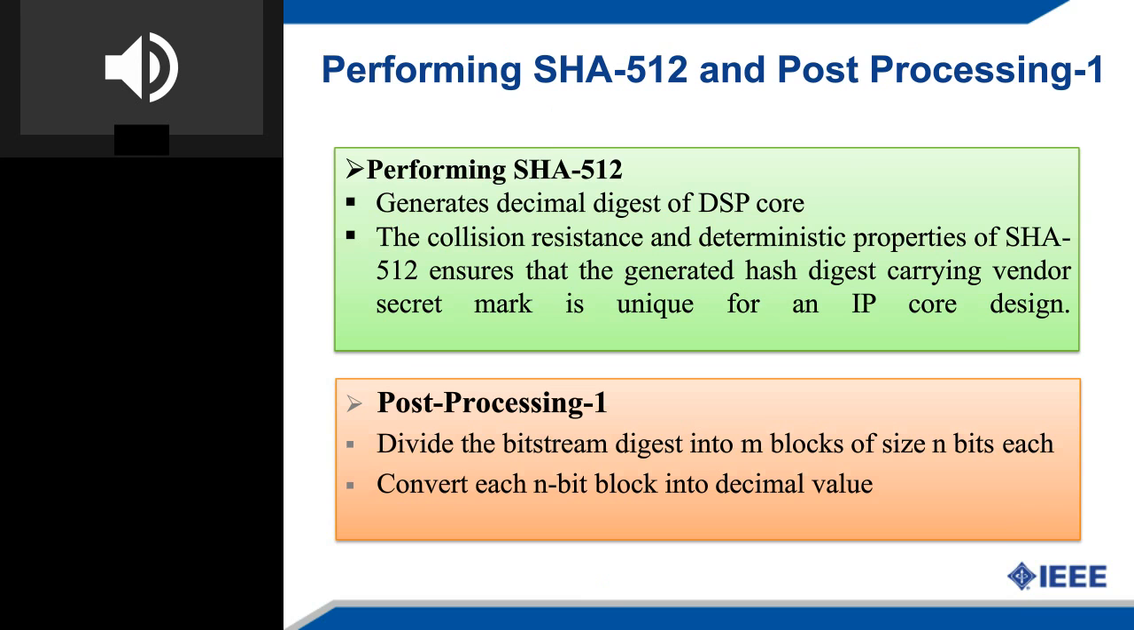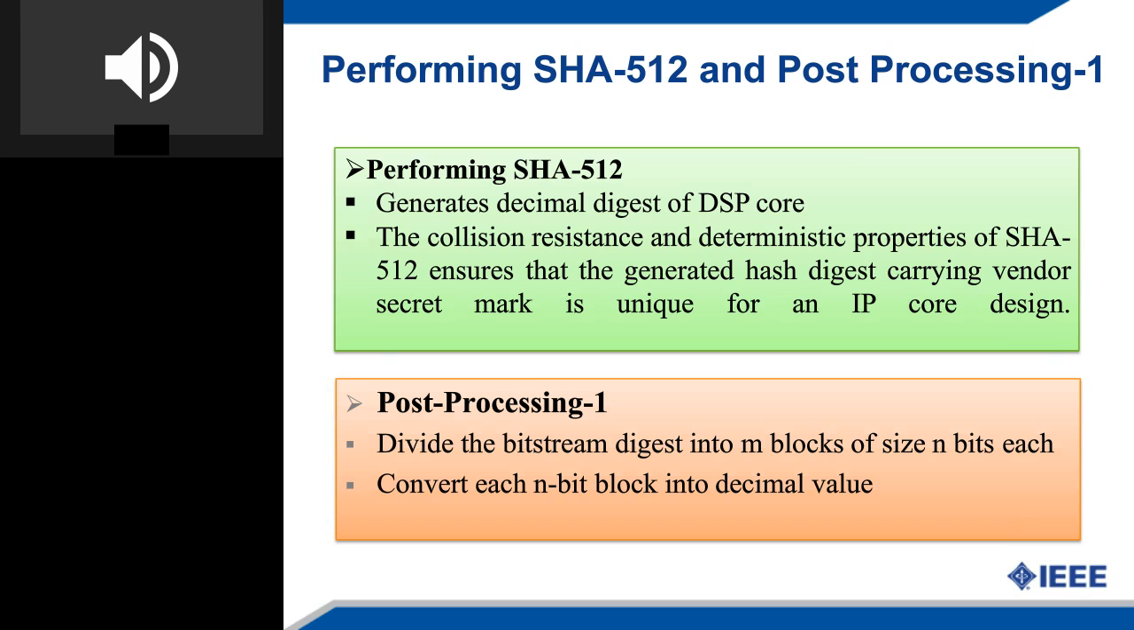Okay, so in this, what I'm going to talk about is two major properties which are part of SHA-512. The first property is known as collision resistance. This collision resistance is a very important property in the SHA-512 security module, which basically states that two inputs can never have the same hash digest. And then the next property is known as the deterministic property, which states that the same input will always produce the same hash digest. Okay. So these two properties ensure that the generated hash digest carrying the vendor's secret mark is unique for an IP core design. So it is not possible to replicate it basically.